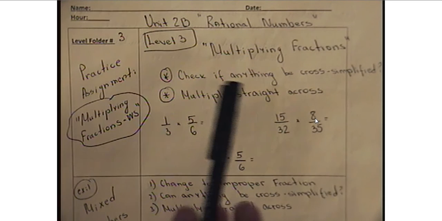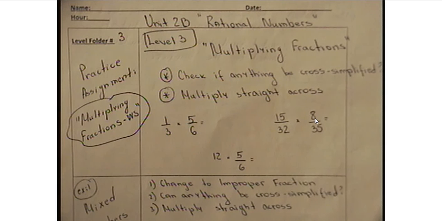Check if anything can be cross-simplified. Sometimes this is one of the strategies. If you're good at simplifying numbers, do that, because this will help you deal with very small numbers in the end when you have to multiply them. The second strategy is that we will multiply straight across. So look up here.